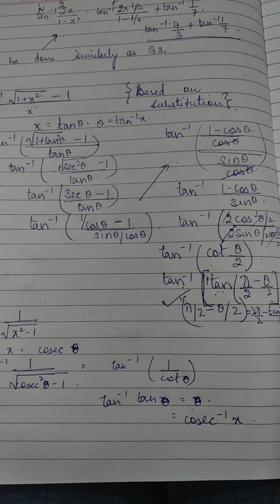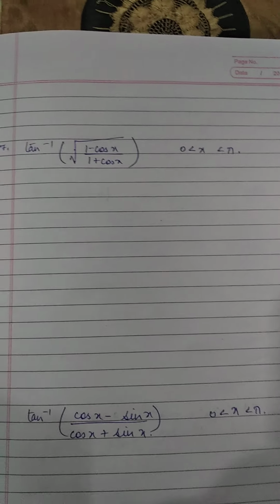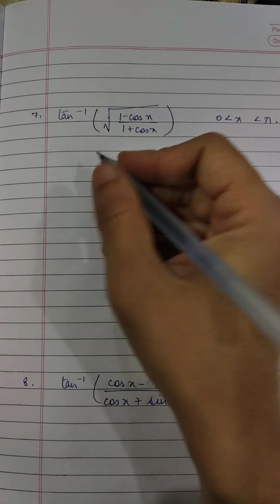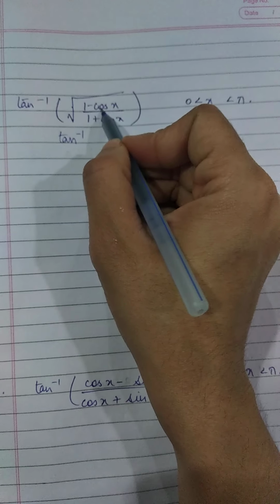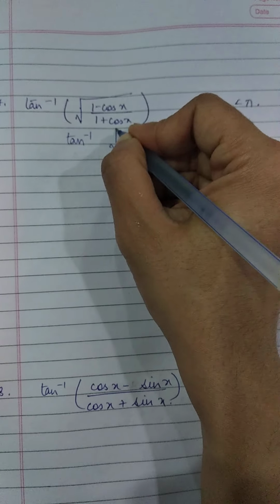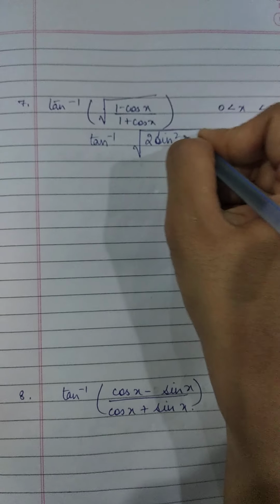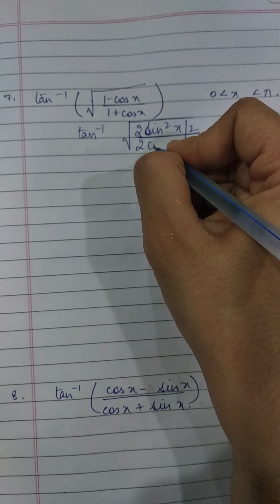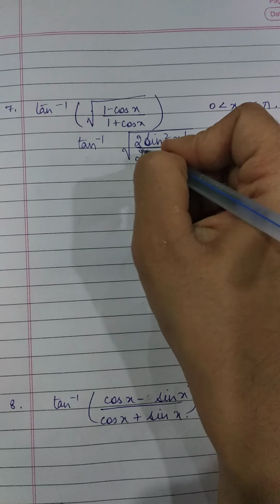Right. Moving on to question number 7. Again, we have to reduce all these into the simplest form possible. Tan inverse under root of 1 minus cos x upon 1 plus cos x. Remember, 1 minus cos x can be written as 2 sine square x by 2, and 1 plus cos x can be written as 2 cos square x by 2. Right? I hope you know this.